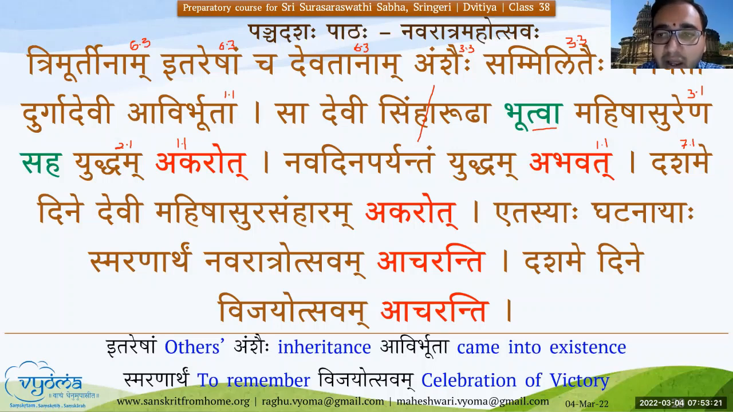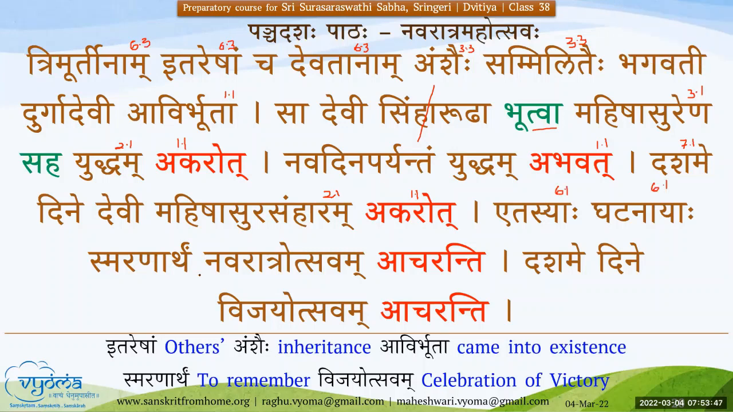Etasyaha Ghatanayaha. So Samharam is again Dvitiya Bhakti Ekavachanam. Akarot is Pratama Purusha Ekavachanam. Etasyaha Ghatanayaha. Smaranartham. To remember, or in remembrance of this episode or this event. Ghatana is akaranta sriling shabda and hence etasyaha shashti ekavachanam and ghatanayaha shashti ekavachanam. Smaranartham, the purpose is to remember.